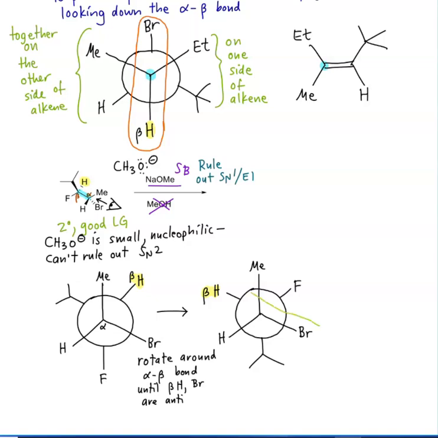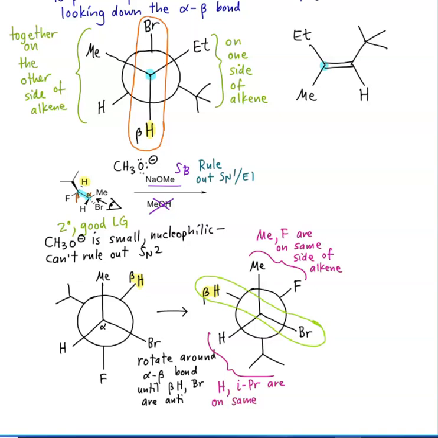So once again, it's the beta hydrogen and the bromine that are being removed from the molecule. And so what that shows us is that the methyl and the fluorine are on one side of the alkene. So these are on the same side of the alkene. And the hydrogen and the isopropyl, which we'll abbreviate IPR, are also on the same side.